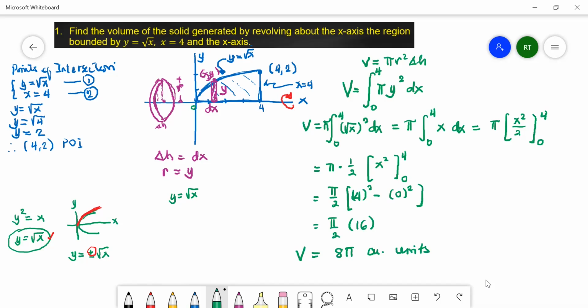The volume of the solid of revolution formed by revolving about the x-axis this plane region R is equal to 8 pi cubic units. Okay, so this is example number 4. We use this method.